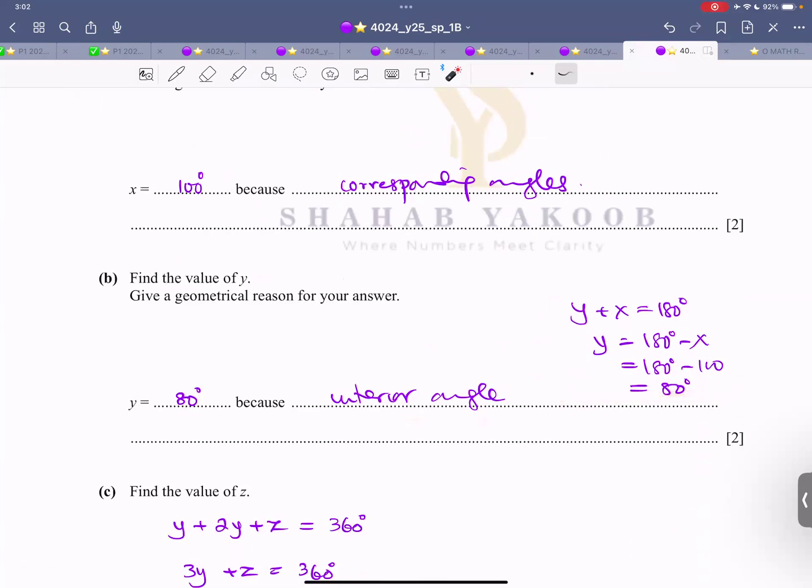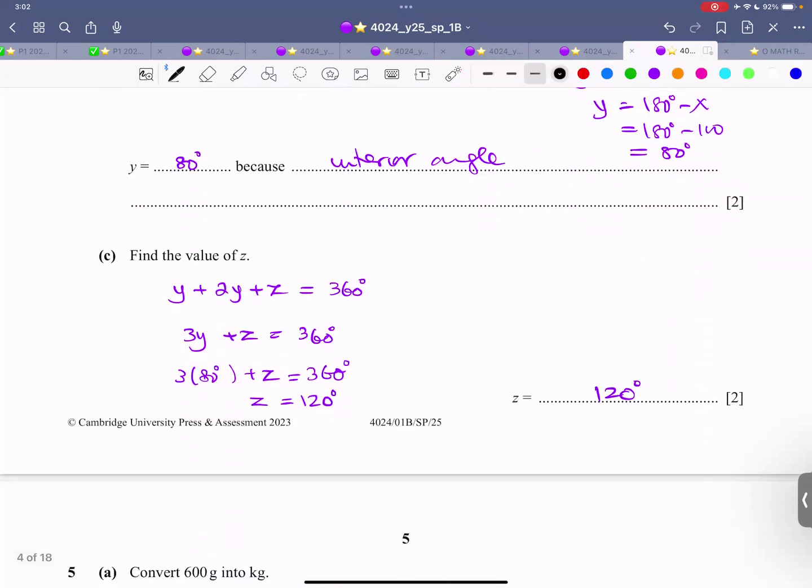That's the calculation. Find the value of z, even though they have not asked for the geometrical reason. So still let me write it down. Angles at a point add up to 360 degrees. So that is the logic. So there are 3 y terms. So 3 into 80, 240, 360 minus 240, that is 120.